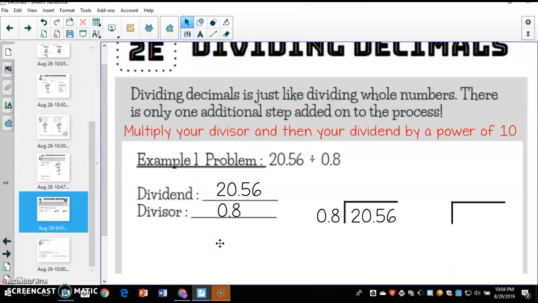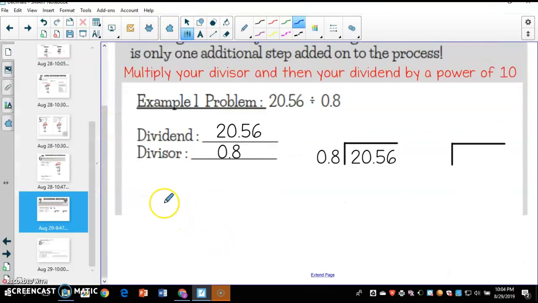Okay? So, for example, let me write one out real quick. So let's say I had 2.8, and then I was dividing it by 0.4, okay? So I bet you could reason through what that answer would be. But if you were trying to set it up with our division problem, it's going to be really hard for you to go through our process.